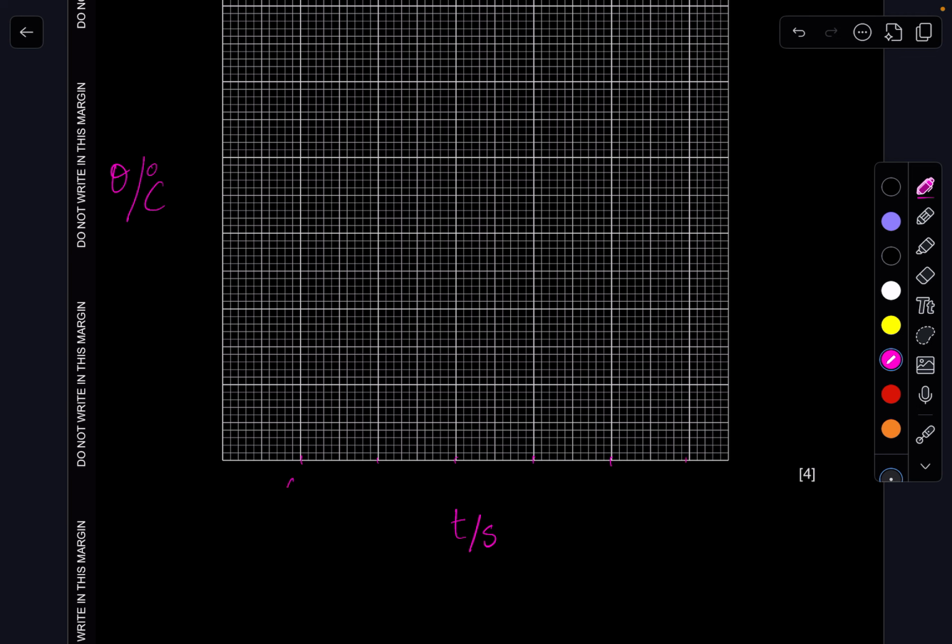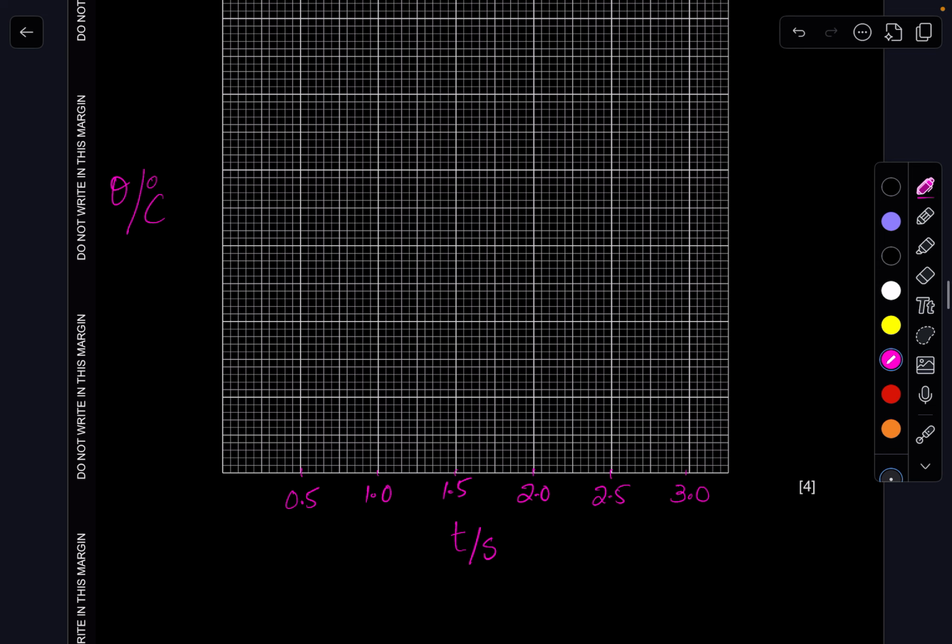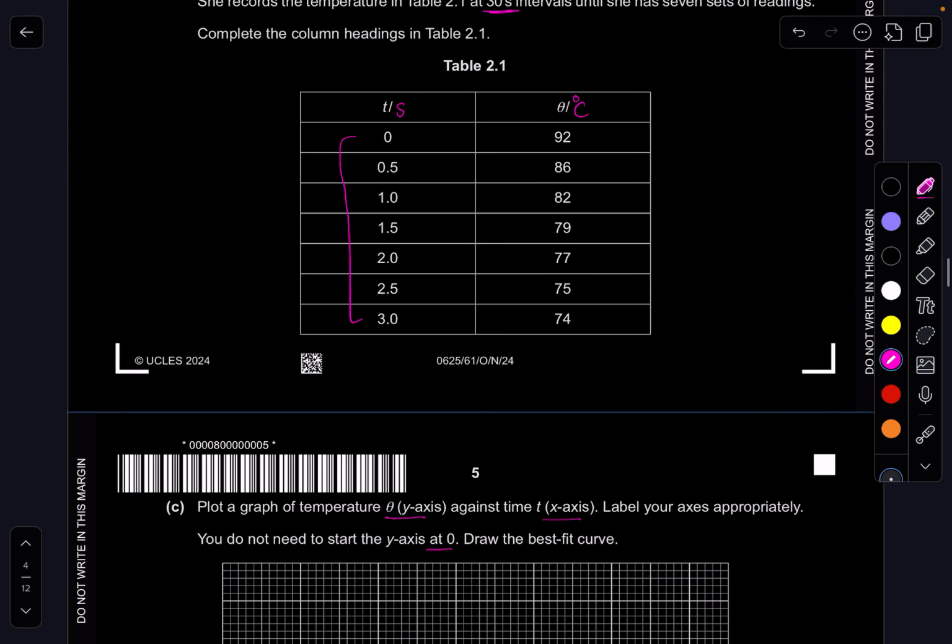So I guess this can be 0, 0.5, 1, 1.5, 2.0, 2.5 and 3. Okay, at least you have to scale it in a way that at least 3/4 of the area of the graph will be utilized. Okay, then it will be considered as correct scaling. Okay, now we have to scale the y-axis.